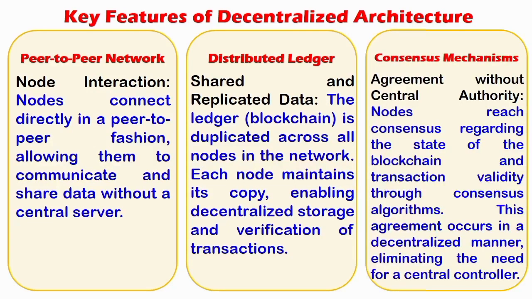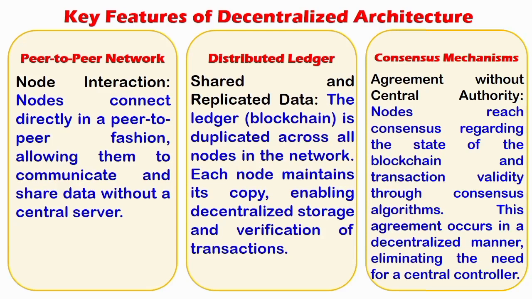Consensus mechanisms. Agreement without central authority. Nodes reach consensus regarding the state of the blockchain and transaction validity through consensus algorithms. This agreement occurs in a decentralized manner, eliminating the need for a central controller.